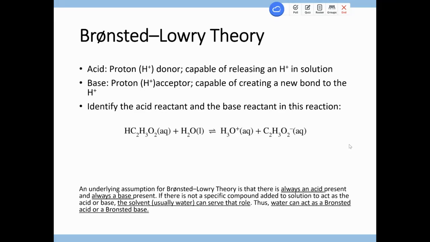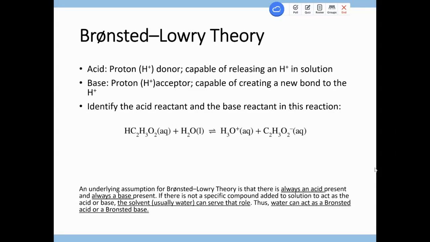So again, there are a few different ways to define acids. This is a very common way. You'll see this when you go to organic chemistry as well. Okay. So acids are the proton donors. Remember, a proton is a hydrogen without an electron, so H plus. So acids are capable of releasing an H plus in solution or giving an H plus to the base or giving it to water. Bases are proton acceptors.